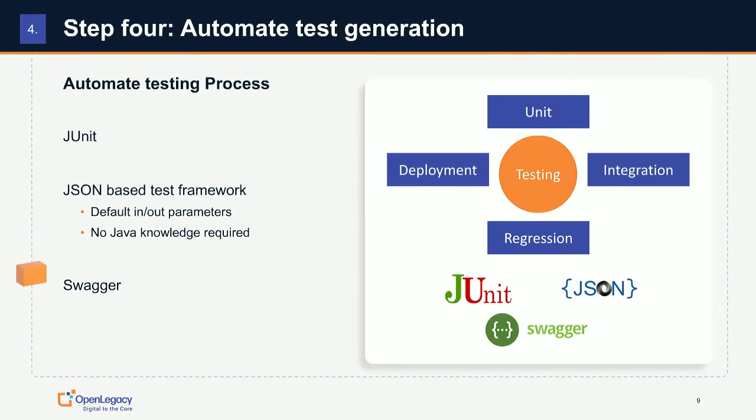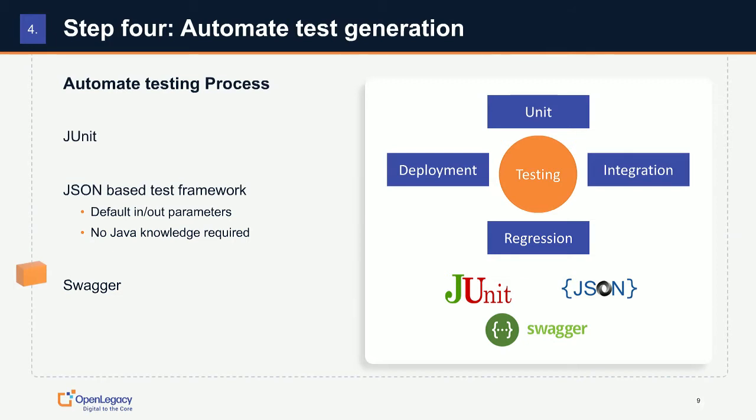So when we think about automating the test generation, we think about a few different things. We think about JUnit tests, which is a common Java testing mechanism. We generate the JUnit tests for you, and that allows for good unit testing, but also regression testing. But we make it easier because we add a JSON-based testing framework where you can have default input-output parameters and no Java knowledge required, because sometimes your testers don't know Java. And so we make it a lot easier for them to just plug in tests and make it all work.